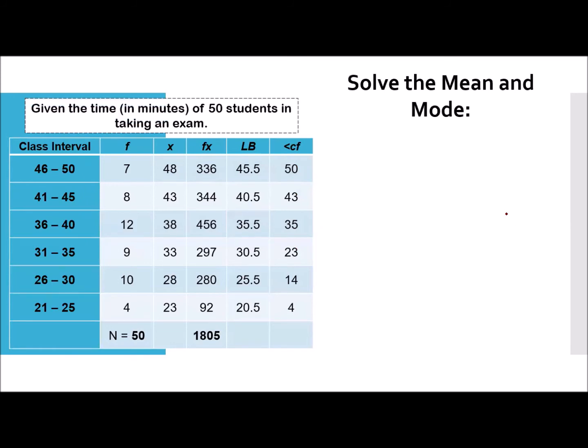Okay? So, recall lang muna natin kung paano mag-solve ng mean at saka ng mode. So, unahin muna natin si mean. So, sabi sa mean, ang formula ay summation of fx divided by n. So, kaya natin kinuha yung summation ng fx, which is this one. So, we will have 1,805. At ang value ng n, the total number of frequency, we will have here 50. So, divide mo lang. As simple as that.